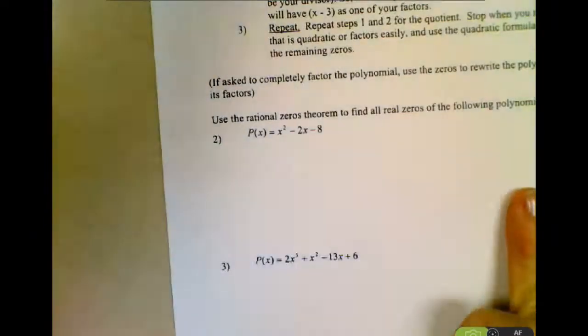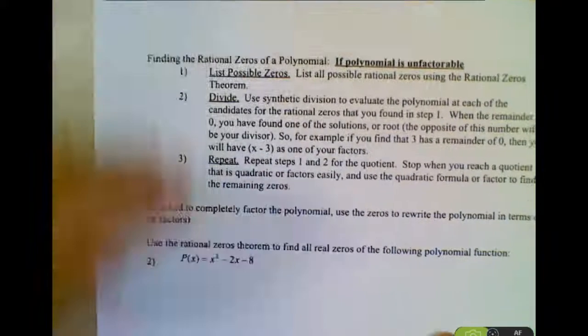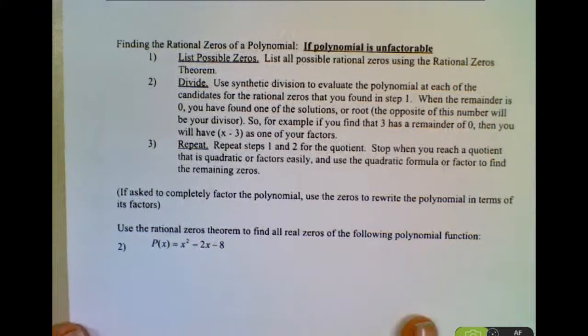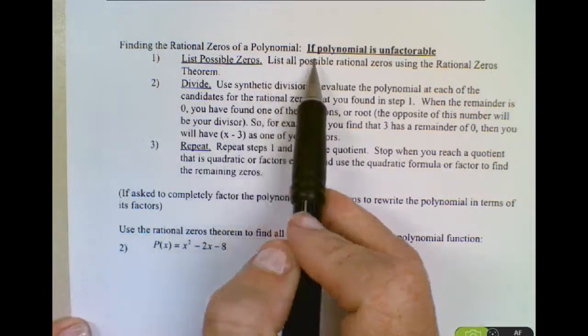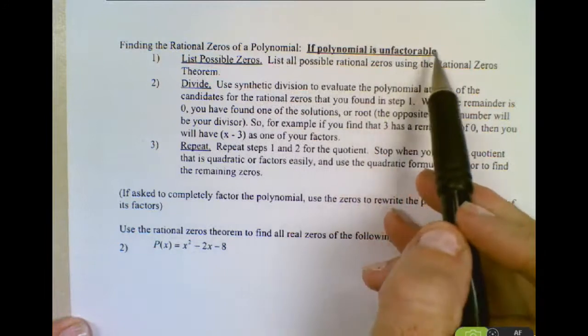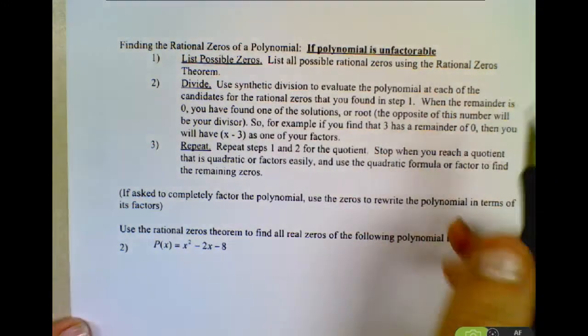Okay, so once you've made a list of all of your possible roots, now we're going to find out which ones actually are. Listing all the possibilities of what could be, and then finding out what actually is. So when finding the rational zeros of a polynomial, you're only going to do this if it's unfactorable. Factoring is always your easiest route. If you can't do that, then you come to option 2.